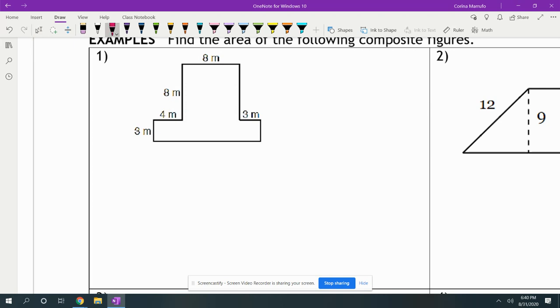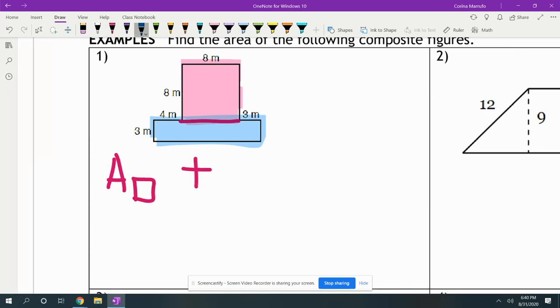So here we're going to cut this shape. I'm going to cut it this way, and we create these two shapes. At the top we have this square, and at the bottom we have a rectangle. So we are going to take the area of the square and add it to the area of the rectangle. For the formulas for a square and a rectangle, it is just base times height.